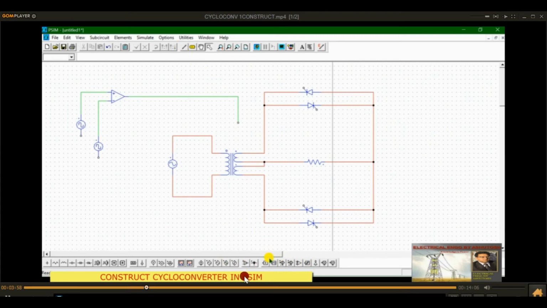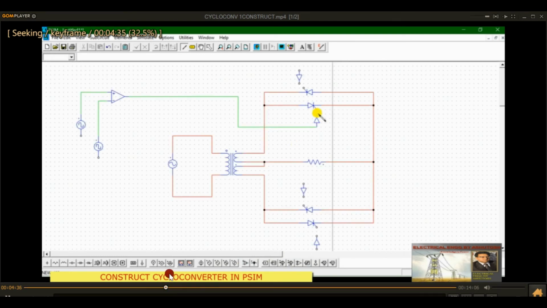So see how it is going to be connected. Then we have selected the on-off controller, and this is connected to the thyristor, this one, the gating terminal of this thyristor.